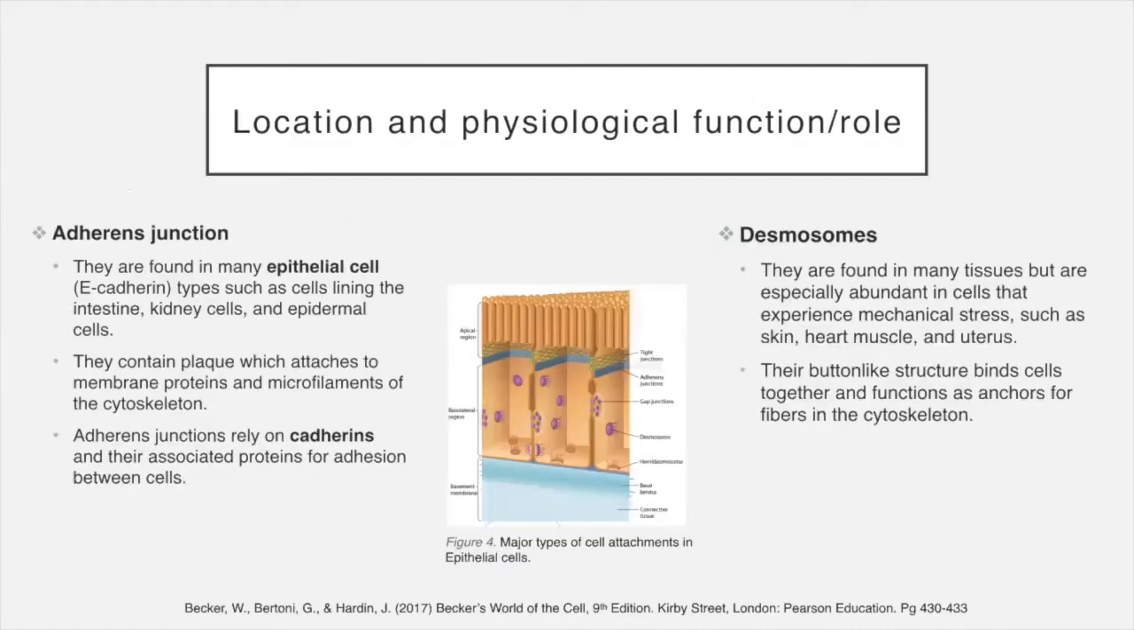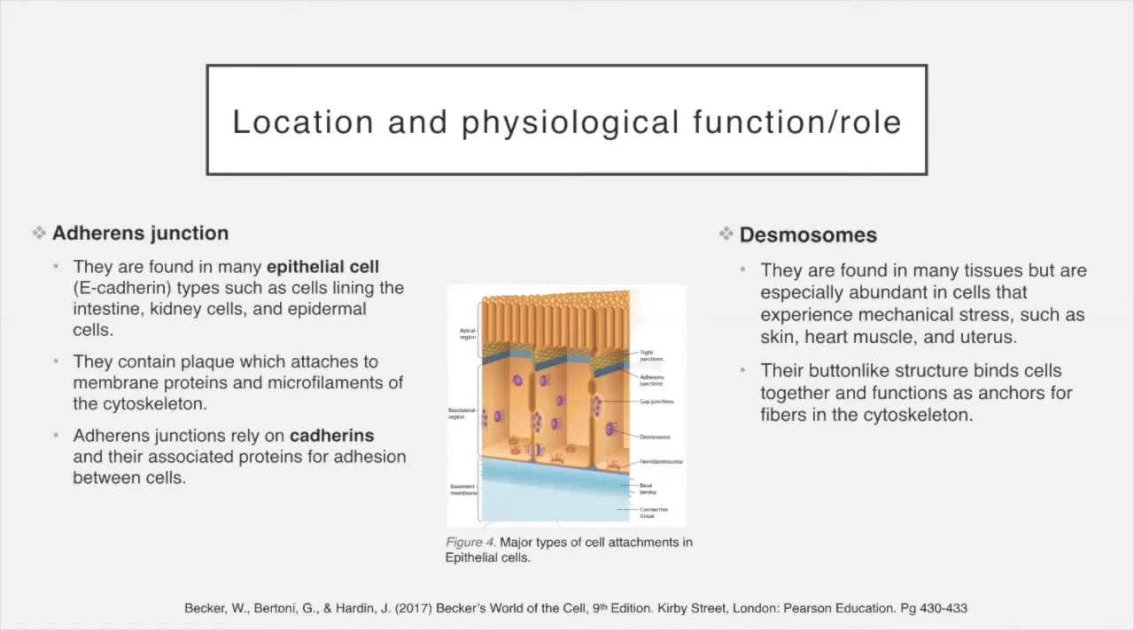The location, physiological function and role: adherens junctions are found in many epithelial cells, or E-cadherin types, such as the lining of the intestine, kidney cells, and epidermal cells. They contain plaque, which attaches to the membrane proteins and microfilaments of the cytoskeleton, and they rely on cadherins and their associated proteins for adhesion between cells.